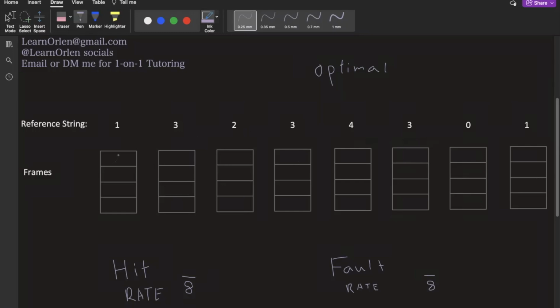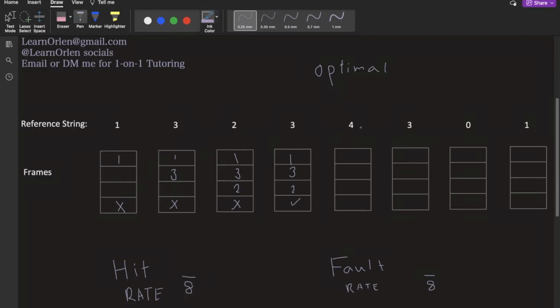So again, beginning, we insert one, empty, it's a miss. We insert three, three does not exist, it's a miss or page fault. And now two does not exist, it's a miss or page fault. Next, three is a hit since it already exists.